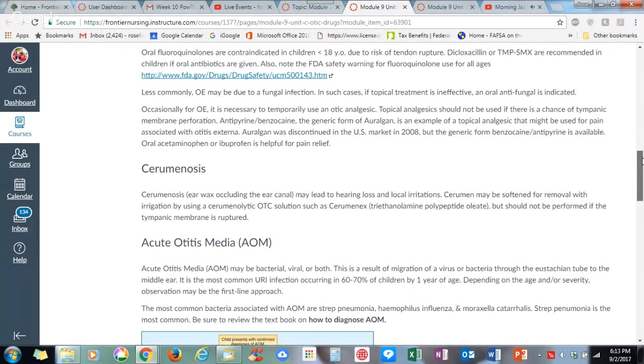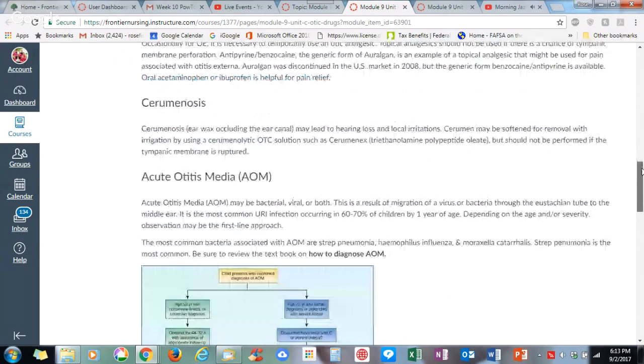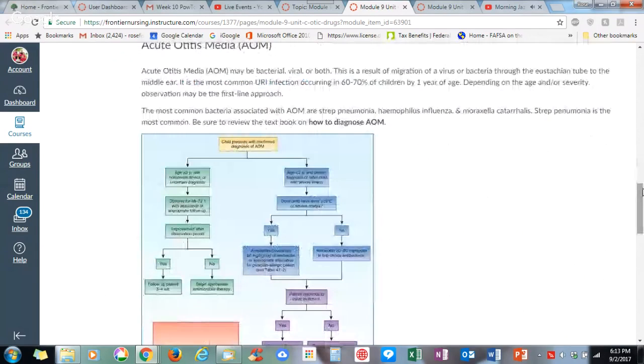Acute otitis media may be bacterial, viral, or both. This is a result of migration of a virus or bacteria through the eustachian tube to the middle ear. It is the most common upper respiratory infection, occurring in 60 to 70% of children by 1 year of age. Depending on the age and/or severity, observation may be the first-line approach.